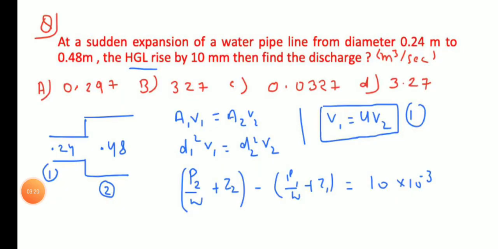Now we try to solve a numerical problem. A sudden expansion of a water pipeline from diameter 0.24 meter to 0.48 meter. The HGL, hydraulic grade line, rises by 10 mm, then find the discharge in meter cube per second.